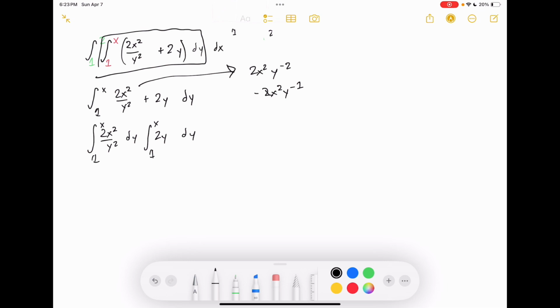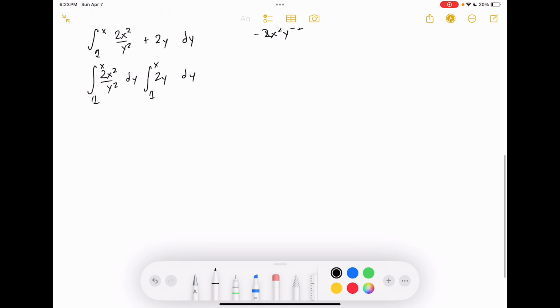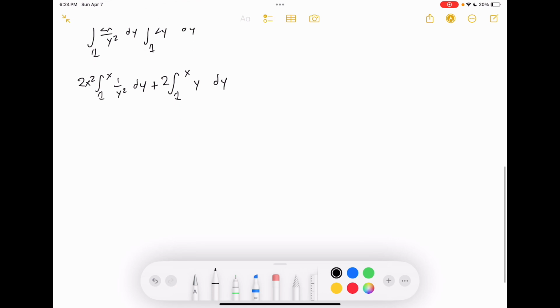All right, so 2x squared over y squared looks a bit troublesome. It's not that bad. So 2x squared is just our constant, so we pull that out, and now it's just the integral from 1 to x of 1 over y squared. And then the same thing we can do here. We go from 1 to x, pull out the 2 of y dy. All right, and we do a plus sign in the middle. Cool. The integral of 1 over y squared.